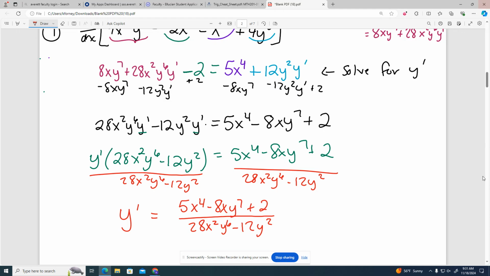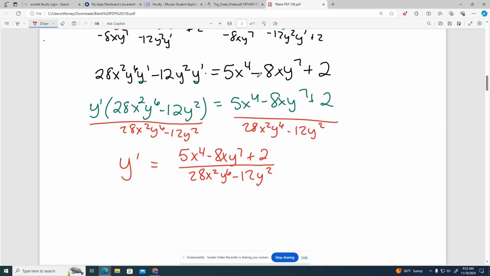Another way, I'm not going to write this, but another way you would end up getting an answer here, depending on how you solved it, you could have ended up with a negative 5x to the 4th plus 8xy to the 7th minus 2, and then on the bottom, the 28 would have been negative and the 12 would have been a plus. So you see, I solved and got my y prime on the left, but if you had solved to get your y prime on the right, then all your signs would be different. But just keep in mind, that's equivalent. If all your signs are changed, then they are the same.